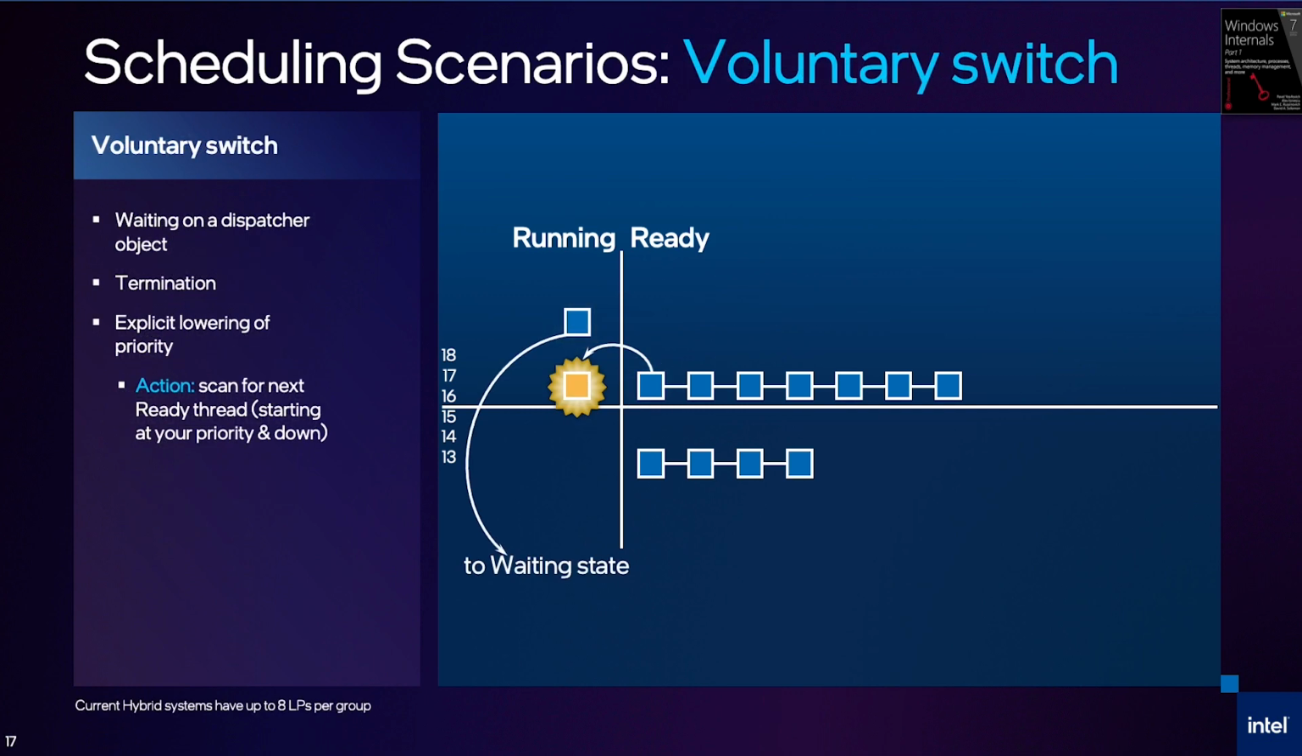Another one to look at is obviously a voluntary switch. When a thread goes into a wait state, it is no longer part of the shared ready queue, instead dropping down to a wait state. And the OS will then pull the next thread from the start of the shared ready queue.